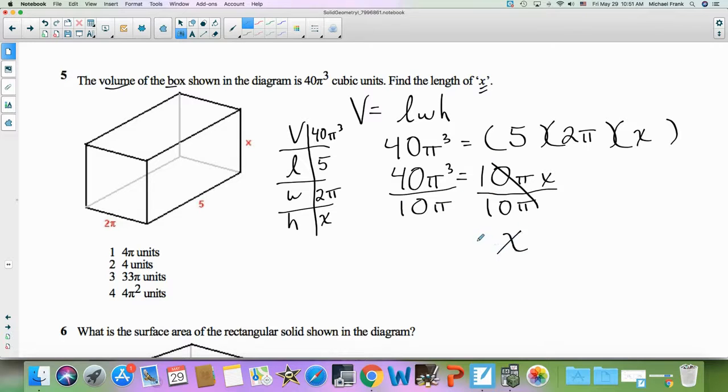Well, we're going to get x is equal to something. Numbers divide normally: 40 divided by 10 is 4. And then you need to remember that when you divide exponents, you subtract. If there's no exponent for this pi, it's like pi to the first power. So it's going to be 3 minus 1, which is π squared. So x will be 4π². Oh, there it is right there.